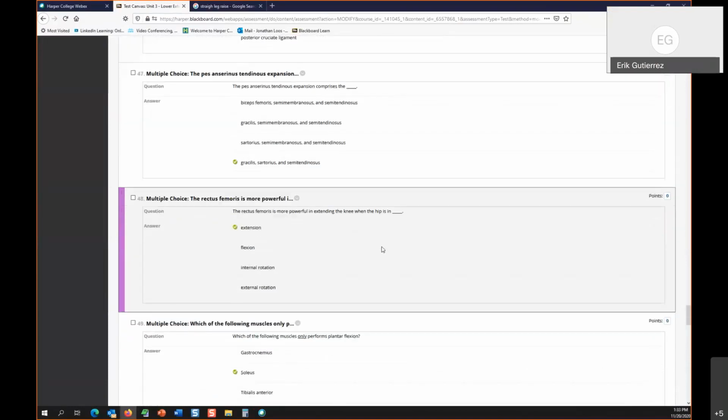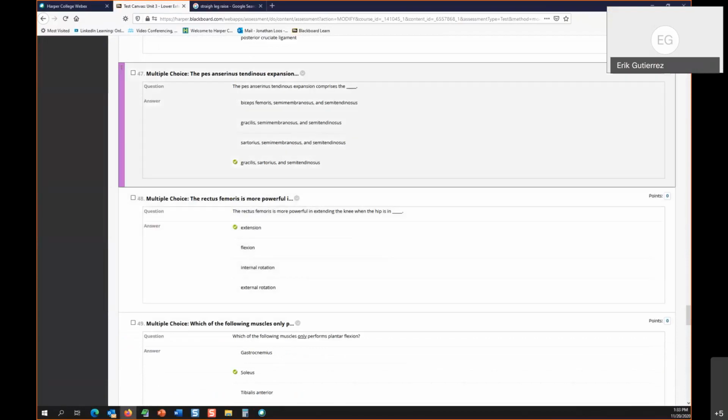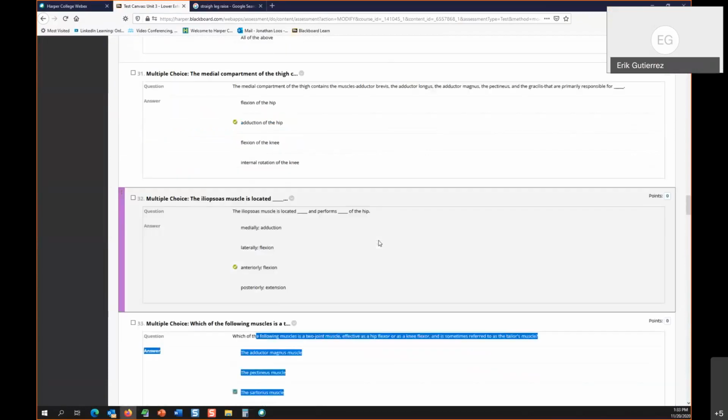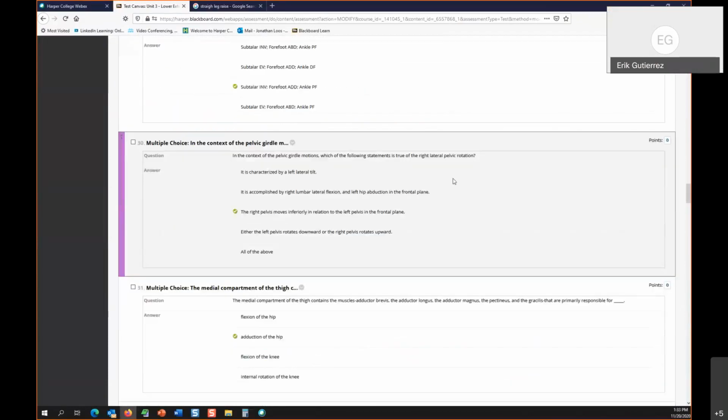I had a question on question 30. In the context of the pelvic girdle motions, which of the following statements is true of right lateral pelvic rotation? I wasn't really sure if it was asking for a transverse rotation or if it was asking for the frontal lateral tilt. Yep. So again, there's a difference between pelvic rotation and lateral pelvic rotation, and there's three ways of looking at a pelvis.